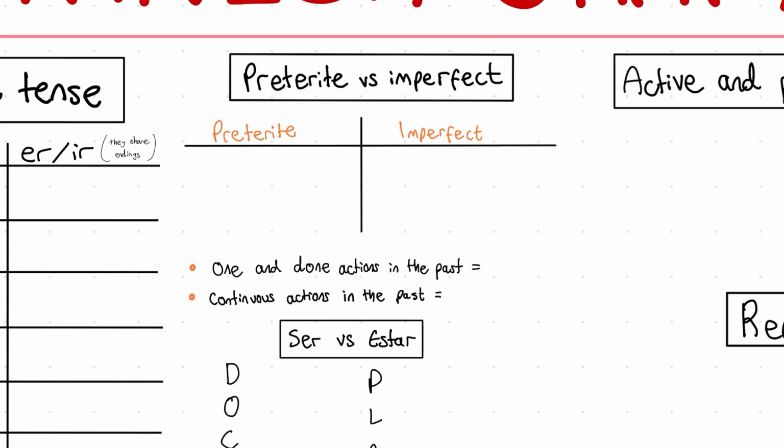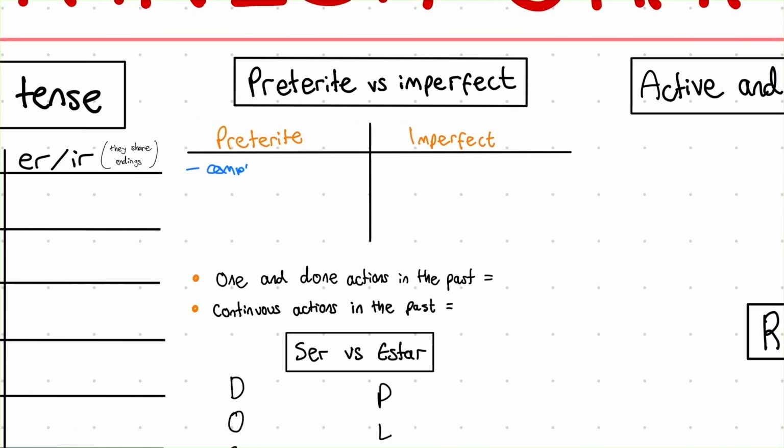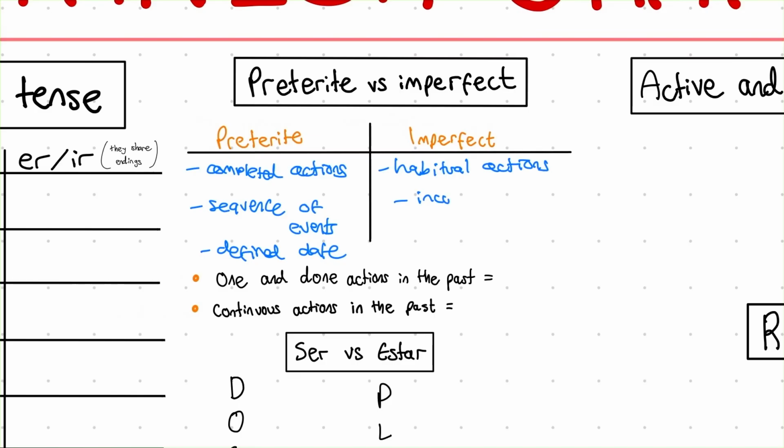Okay, moving on to 2 other tenses. We've got the preterite and the imperfect. Both of these are past tenses, so used to refer to past actions. The preterite is used for completed actions in the past, some sort of sequence of events in the past, and events in the past that have got a specific start or end date. On the flip side, the imperfect is used for habitual actions in the past, events that are incomplete from the past, and ongoing events in the past.